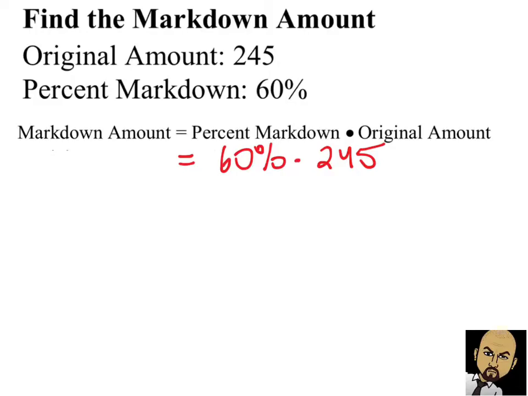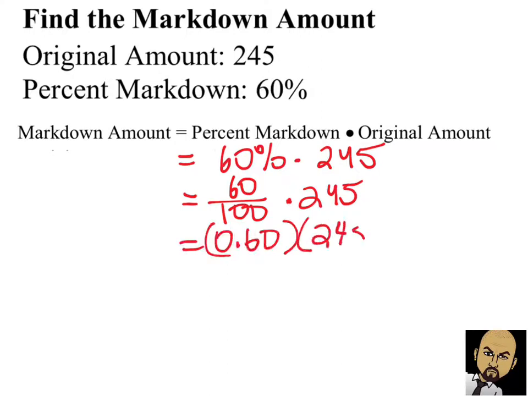Make our percent a fraction. 60% means 60 per 100 times 245. And that's 60 hundredths, which is written as 0 and 60 hundredths times 245. And now you just multiply, and the answer is 147. And so 147 is going to be the markdown amount. What's going to happen later is we're going to take that markdown amount and subtract it from the original amount to get the new amount.